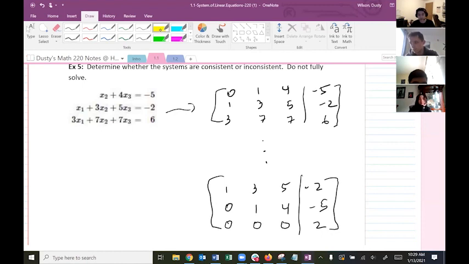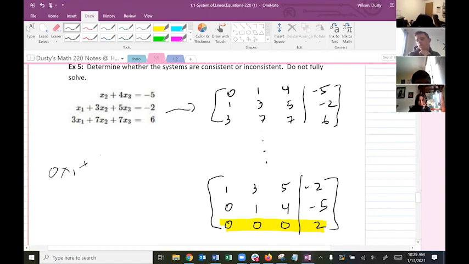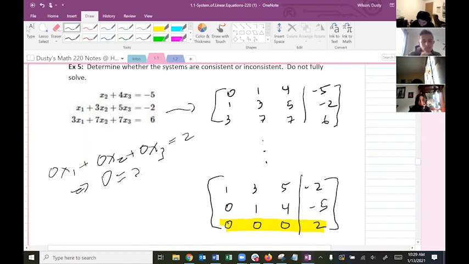And what I want to point out is what Croy is commenting on. He says, ew, this is inconsistent. So focus in on this third line here and tell me what that line means. It means that 0 equals 2. It's like 0x1 plus 0x2 plus 0x3 equals 2. Or 0 equals 2, which is generally speaking false.